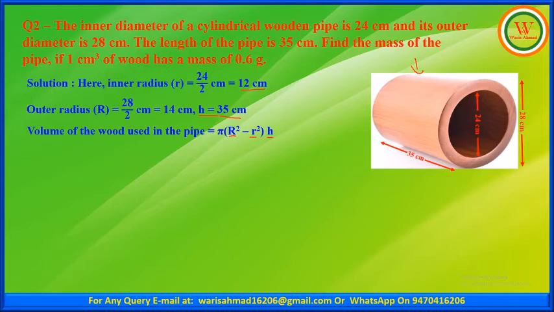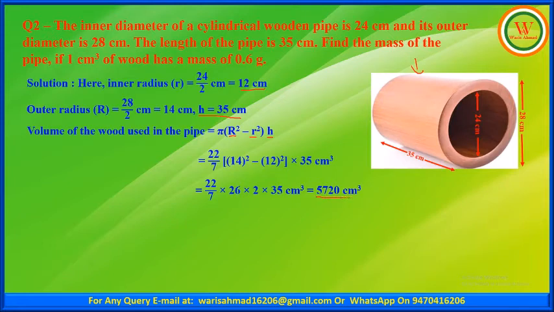Then we will put the value of small r, capital R, height, and pi. The value of pi is 22 upon 7, capital R is 14 as we have calculated, small r is 12 we have already calculated, h is given 35, so we can write here 35. After solving, we will have 5720 centimeter cube. So this is the volume of wood required to make this pipe.